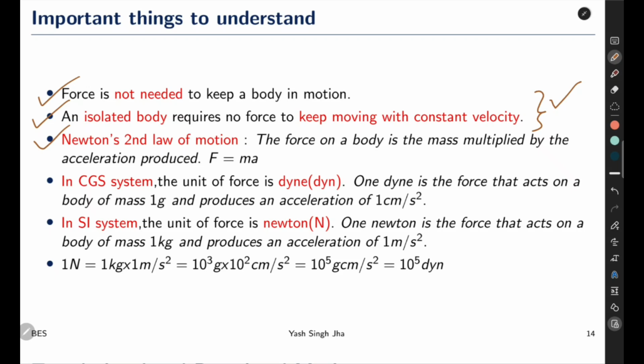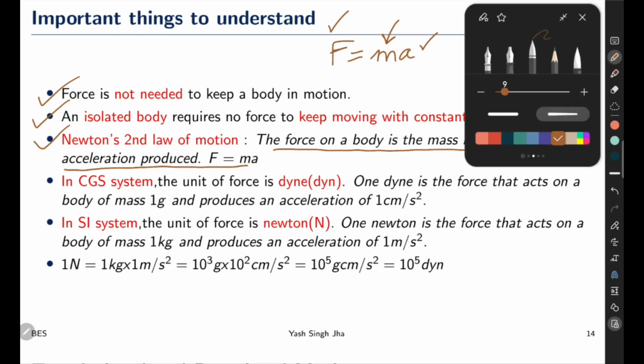Next, Newton's second law of motion. I am sure you must have learnt it in previous classes. The force on a body is mass multiplied by the acceleration produced. So this is the first instance of a cause effect equation. What does it mean? F is a force which when applied on a mass m causes an acceleration a.